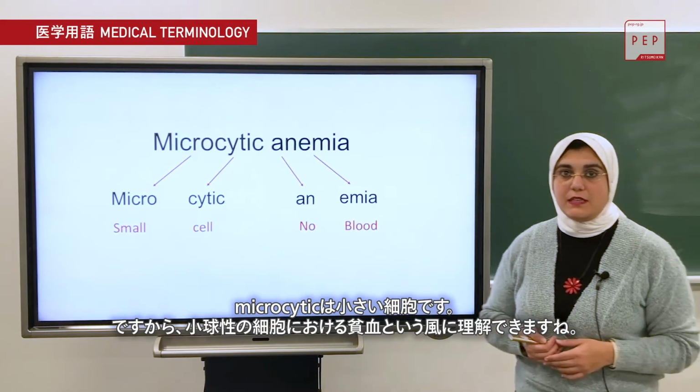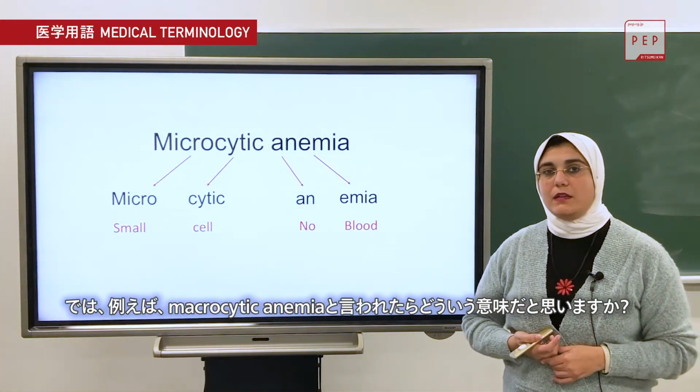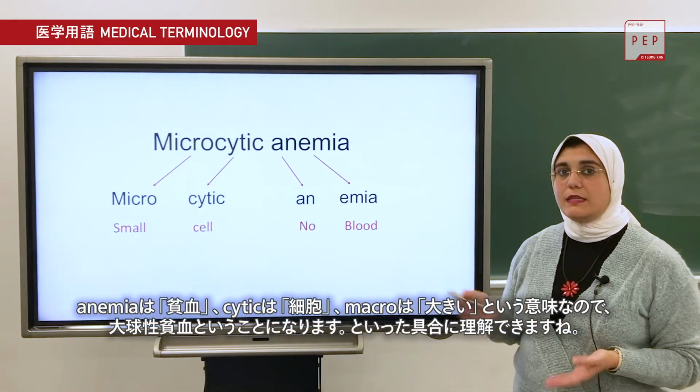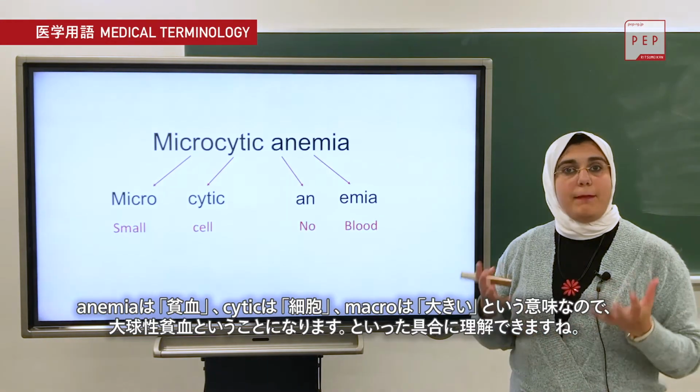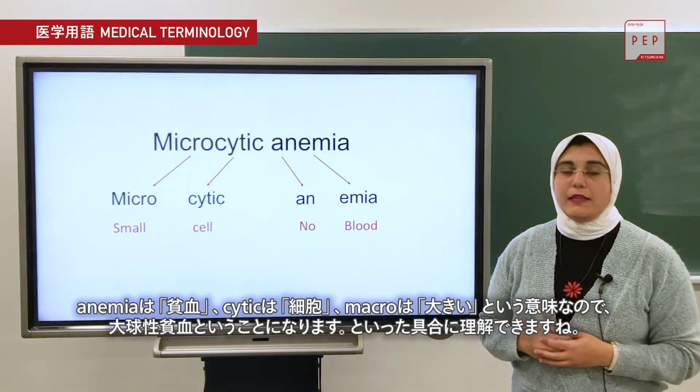So, it's very easy. For example, if I say to you, it's macrocytic anemia, what does it mean? Anemia is no blood. Cytic means cell, macro means big. So, it's the anemia of big cells, and so on.